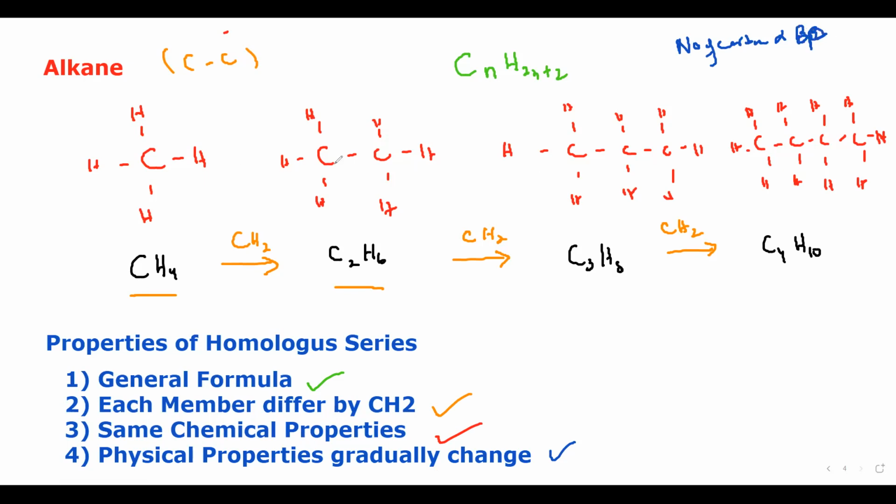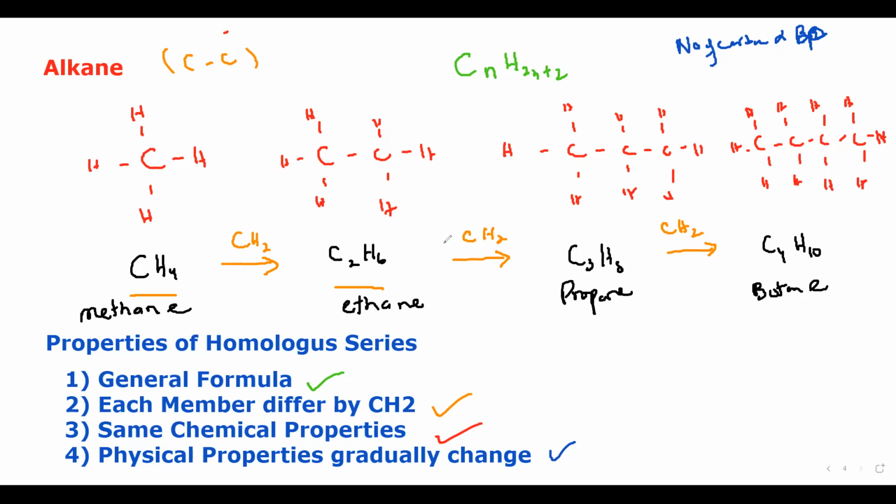So if we have these four members of alkanes, the first one is methane, meth because of one carbon, and ane because of single bond. The second one is ethane, eth because of two carbon, and ane due to single bond. The third one is propane, prop because of three carbon, and ane due to single bond. And the fourth one is butane, but because of four carbon, and ane because they have a single bond.